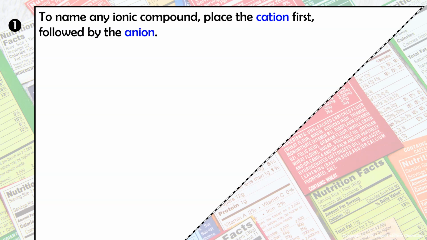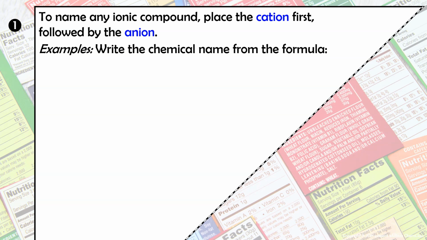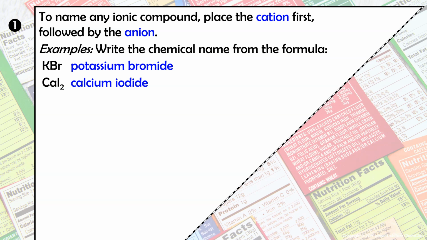To name any ionic compound, you're going to have to place the cation first, followed by the anion. Here are some examples. If you're asked to write the chemical name from the formula, KBr would be called potassium bromide. CaI2 is known as calcium iodide. Notice that in both of these examples, the ending of the anion is changed to -ide.